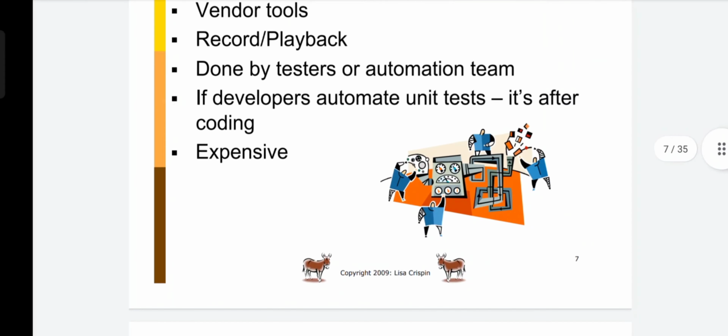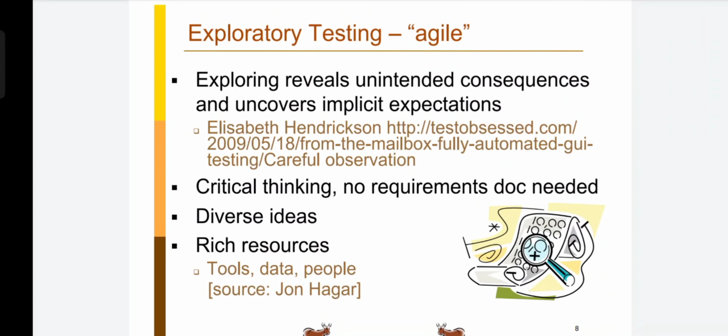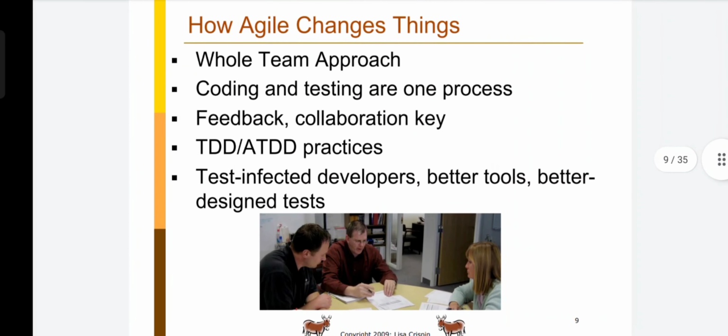Now, exploratory testing in agile. Exploring reveals unintended consequences and uncovers implicit expectations. Critical thinking, no requirements document needed. Diverse ideas, rich resources such as tools, data, people. That's just how agile changes things. Whole team approach: coding and testing are one process, feedback, collaboration is key, test-infected developers, better tools, better designed tests.